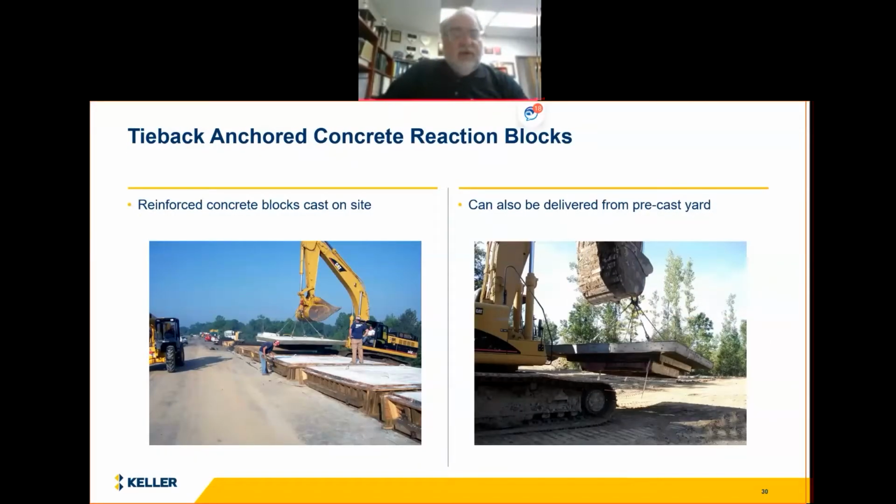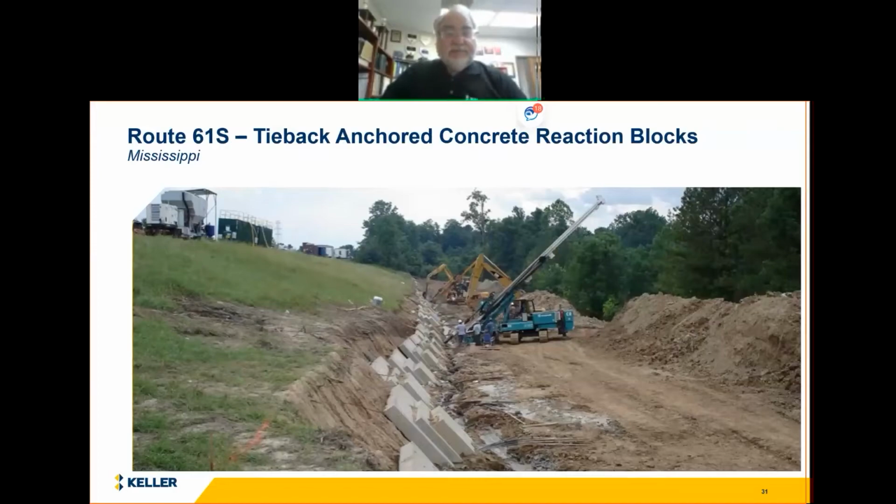This is just a view of that same project in Vicksburg, Mississippi. We actually used the lanes that they closed, built our formwork, and then just brought in concrete trucks, and put in the reinforcement, and we cast blocks ourselves. You can see the steps here. That was done to try to save weight on the blocks. But then we're able to pick them up with a hoe and then carry them down to the site.